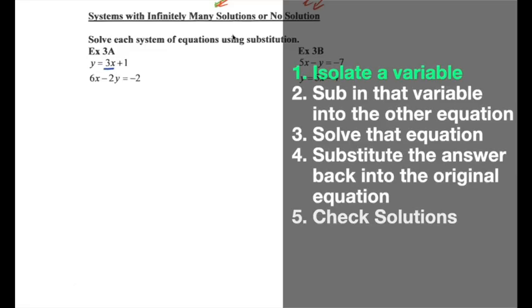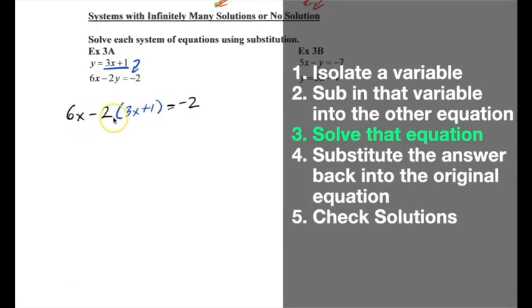Over here, if you notice, y is by itself. y equals 3x plus 1. We're going to substitute that into the other equation. 6x minus 2 times 3x plus 1 equals negative 2. Let's simplify this left side here. I get 6x minus 6x plus 2 equals negative 2. These cancel, and I'm left with 2. Actually, that's negative 2. Right? Negative 2 times 1 is negative 2. Those cancel. I still get negative 2 equals negative 2.